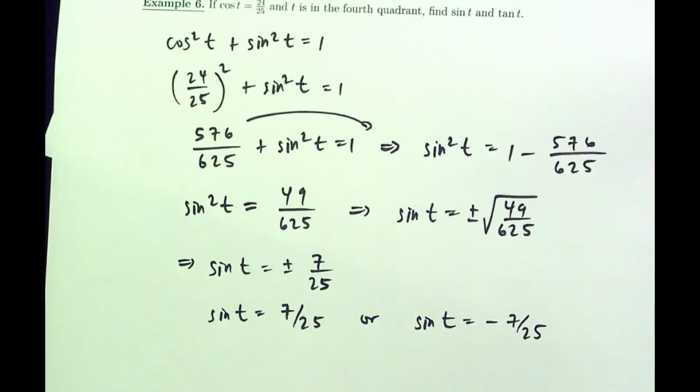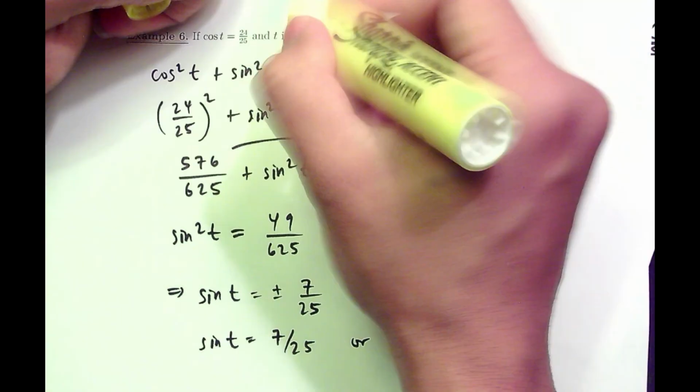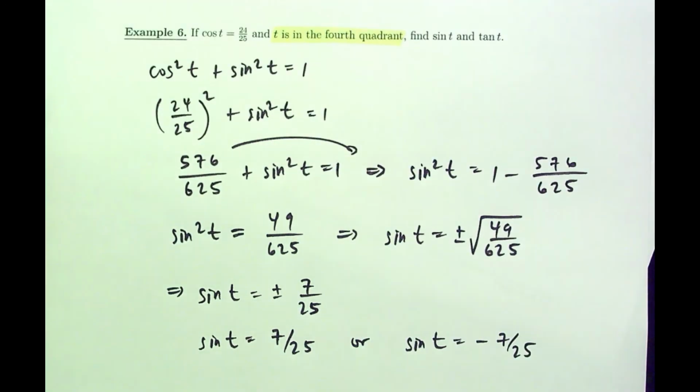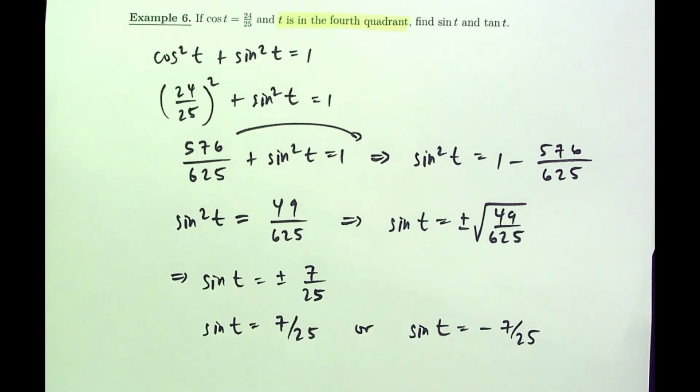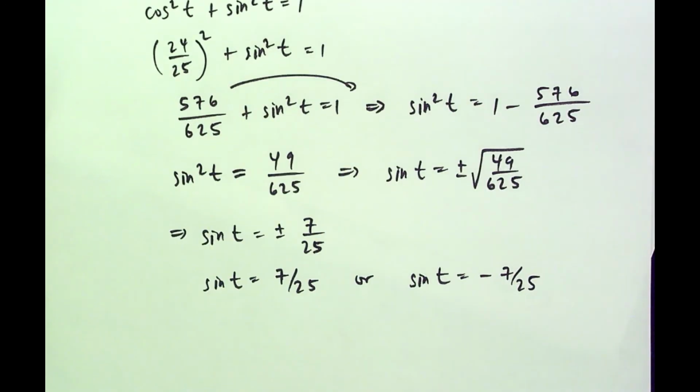So now this is where we use the next piece of information. The t is in the fourth quadrant. If we didn't have this piece of information, there is no way of determining whether the answer is one or the other. We could say it's either or, but we couldn't simply choose. It would be impossible. But we have that t is in the fourth quadrant. With that information, we can figure this out. So let's draw a quick picture.